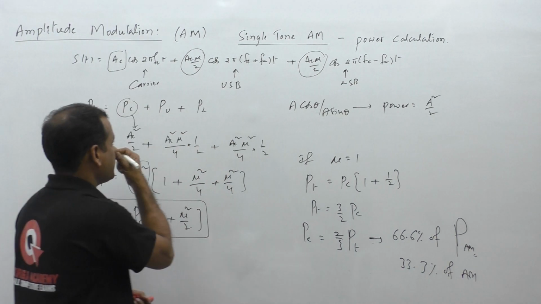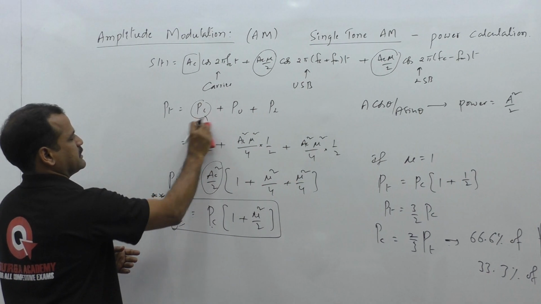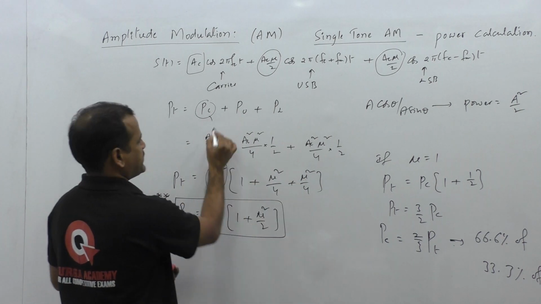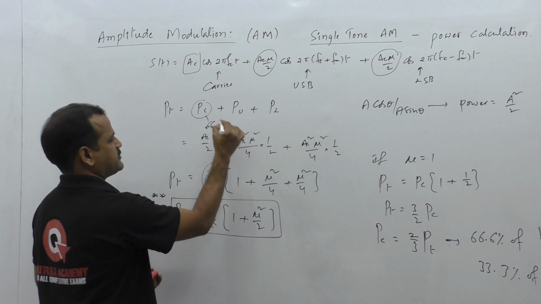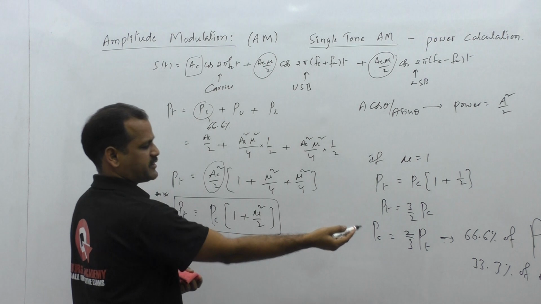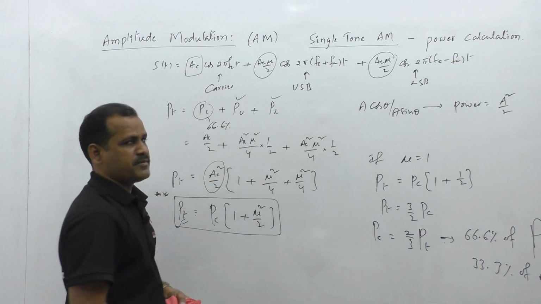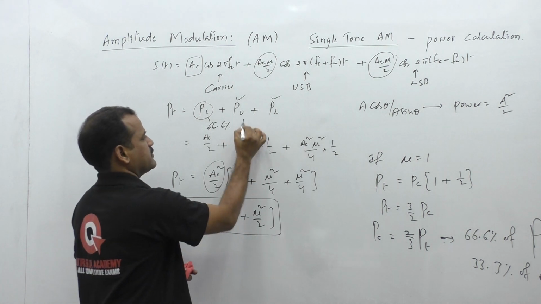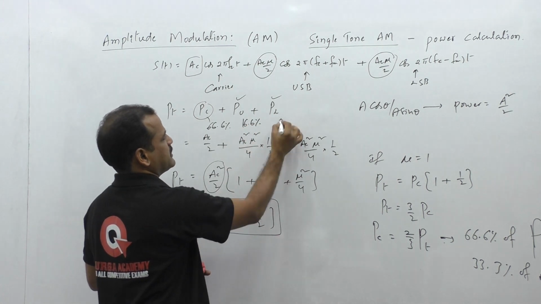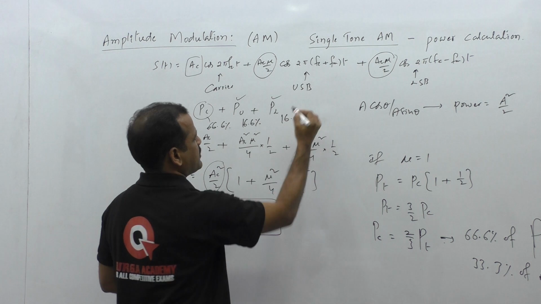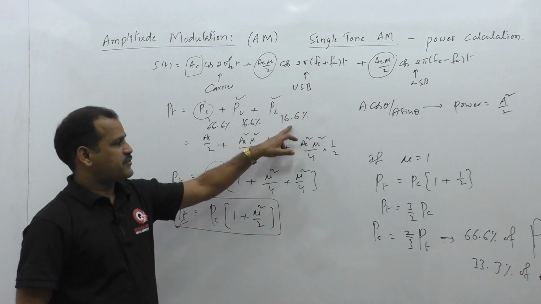If you observe the power components here, we have determined that the carrier power is 66.6%, so the remaining 33.3% is equally divided between the upper side band and lower side band, meaning the upper side band has 16.6% and the lower side band also has an equal 16.6% of AM.